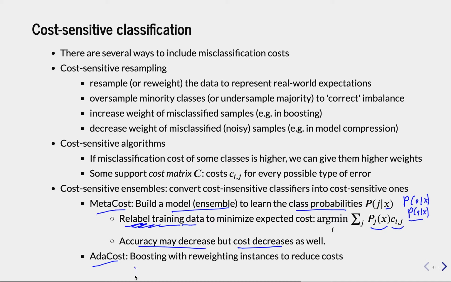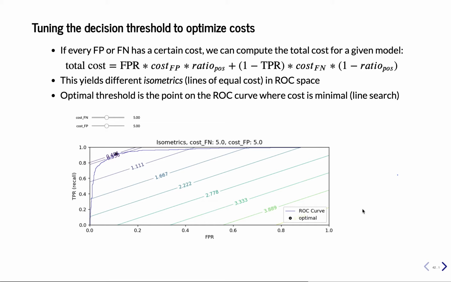So again, boosting builds a model, and then based on misclassifications, it will reweight your data set, and next time builds a new model on the reweighted data. Normally you reweight so that the misclassified points will be classified correctly. In this case, we will reweight the instances to reduce the cost instead. And finally, we can also use these costs when we choose our decision thresholds.